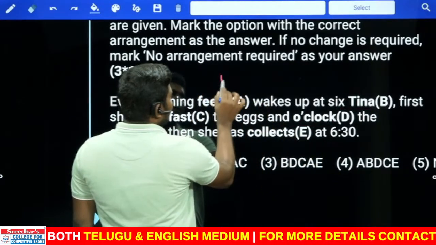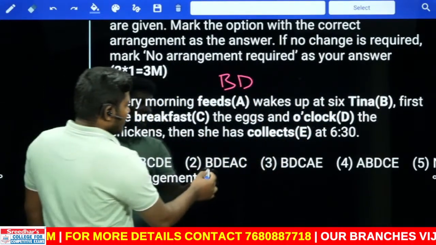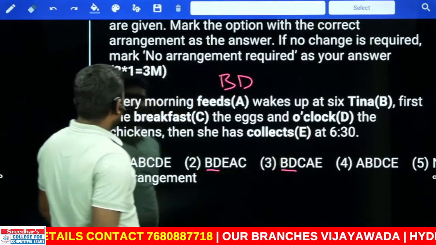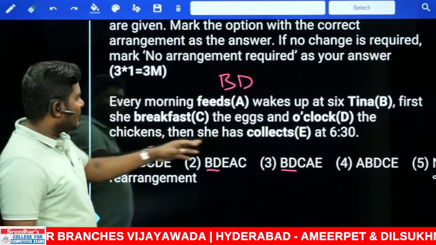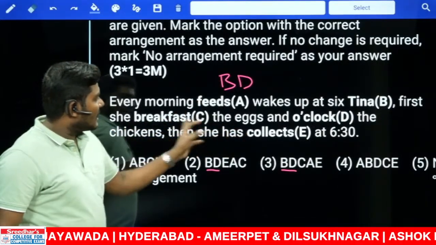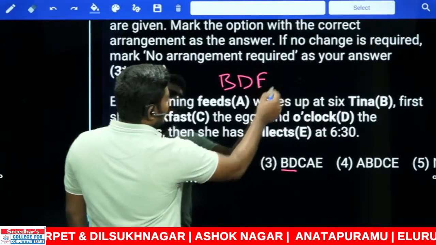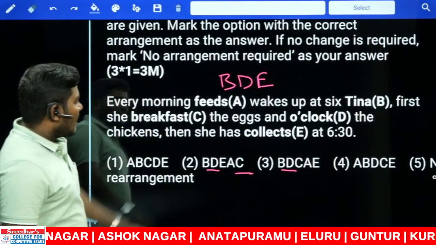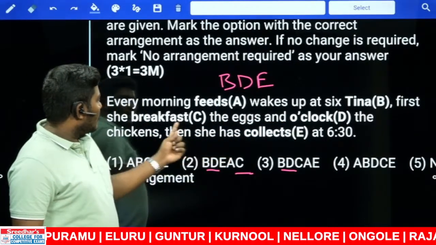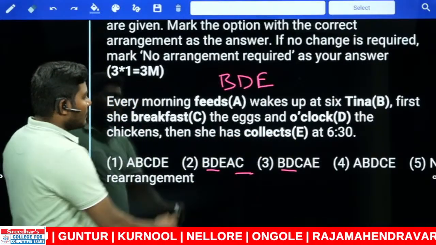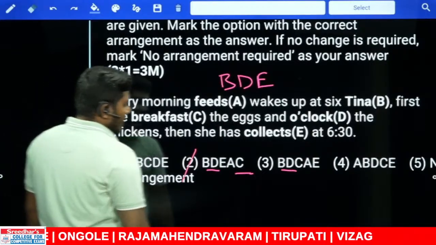Now let us try to rearrange the words here. First, we need to use B. Next, 6 o'clock comes with D. Just check the options. Where are BD? BD is here and BD is here. In continuation, let us see. First she feeds the eggs, or first she collects the eggs. Collects the eggs is better. Feeds the eggs is not possible. Another continuation should be E. Collects the eggs and feeds the chickens. Then she has breakfast at 6:30. Absolutely possible with only the second one. Just read properly, slowly, very simple, nothing to worry. Next, 144.